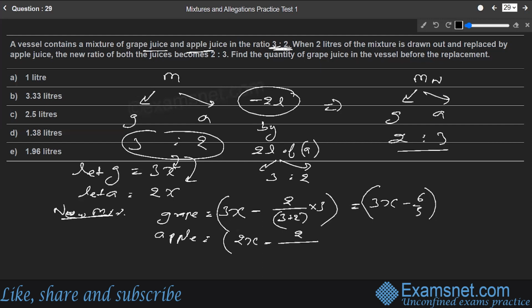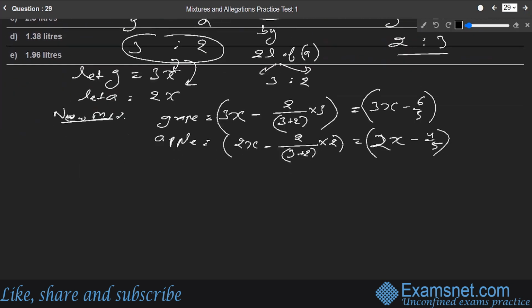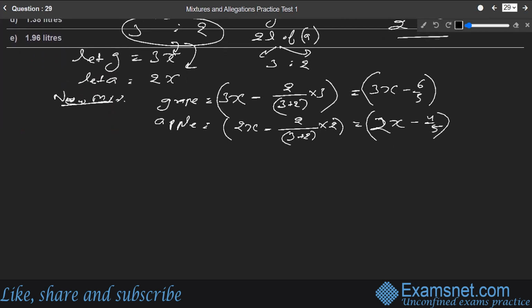Total value is 2 divided by the sum of the ratio terms, that is 3 plus 2, into the apple part, which was 2. So this gives you 2x minus 4 by 5. So this much has been left out after the replacement has been done. And whenever the replacement happens, the left out quantity has the same ratio as it was earlier. The ratio of apple to grape juice will have the same value as it was originally available.